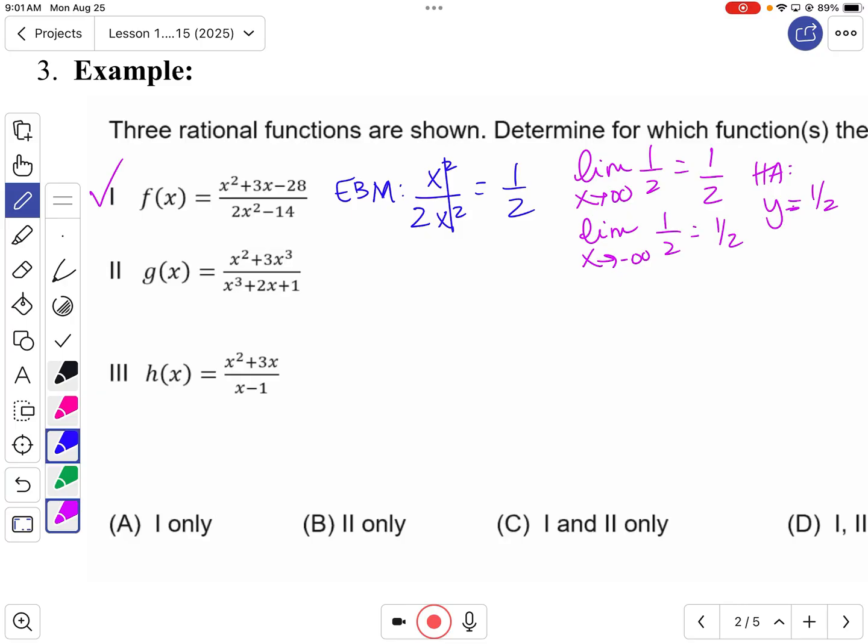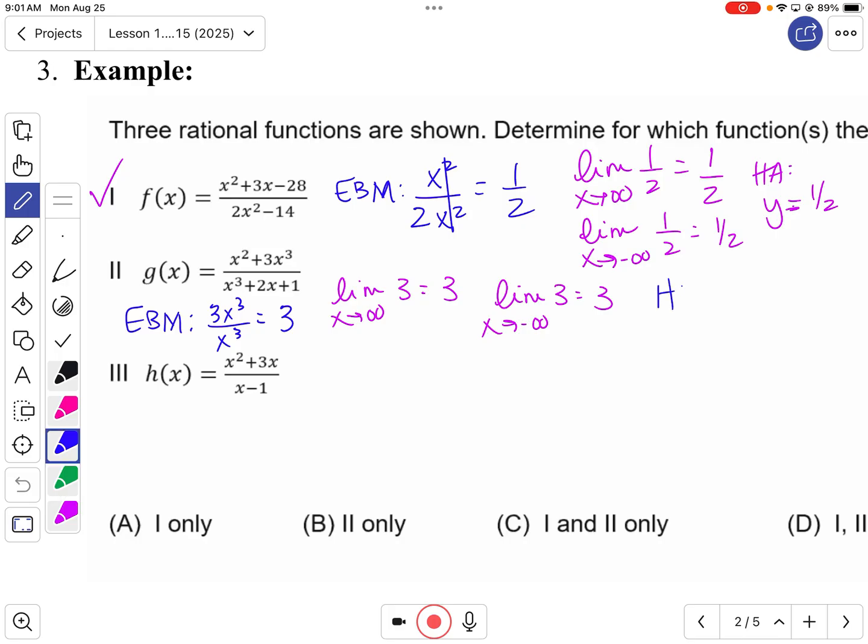Let's take a look at the second one. Okay, what would be your end behavior model of g of x? 3x cubed over x cubed, which would just simplify to just 3, okay? And so if we take the limit as x approaches infinity of 3, it's 3. The limit as x approaches negative infinity of 3, it's still 3. So we have one horizontal asymptote at y equals 3. Okay, so the second one works.